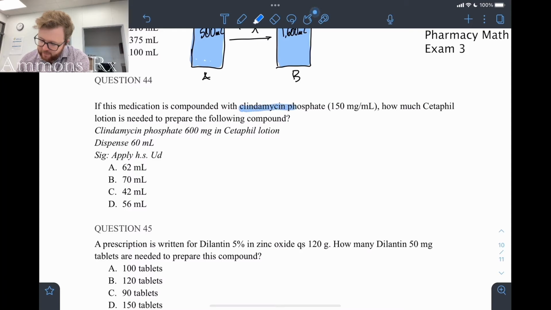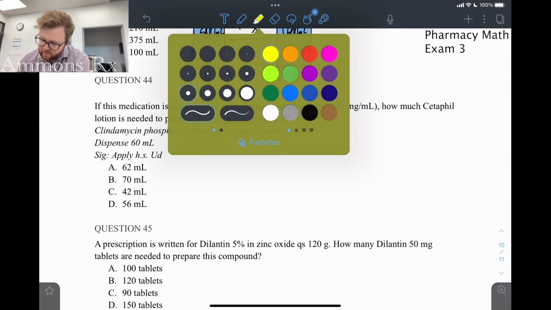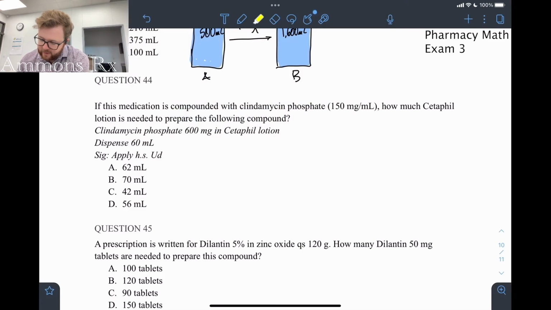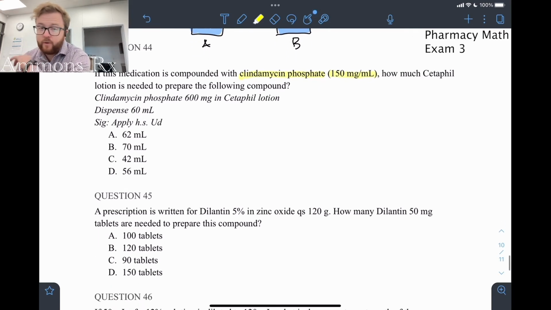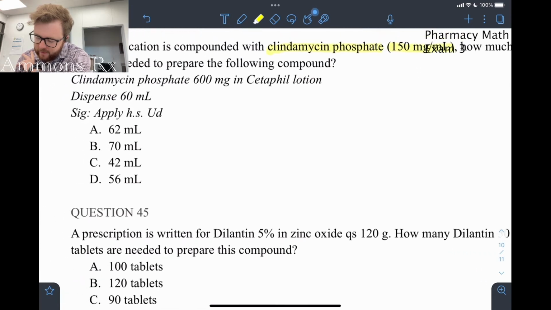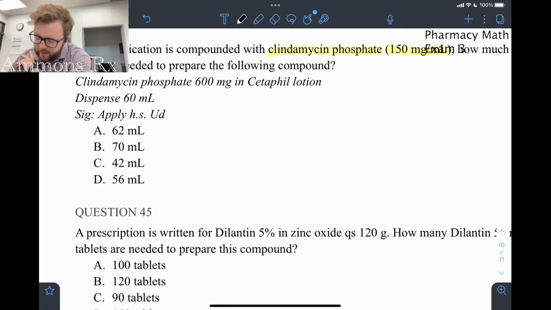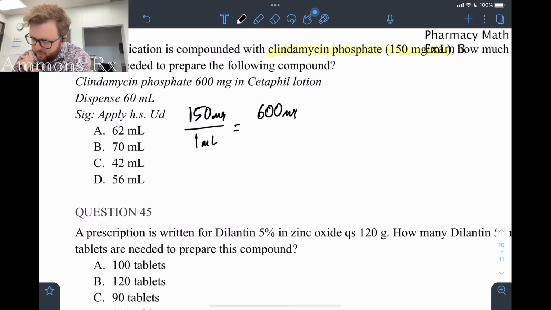Back to our clindamycin problem. We have our clindamycin at 150 milligrams per mil. How much Cetaphil lotion is being used? If you remember, we had 150 milligrams per mil, and we only needed 600 milligrams. So we only ended up using 4 mils of clindamycin.